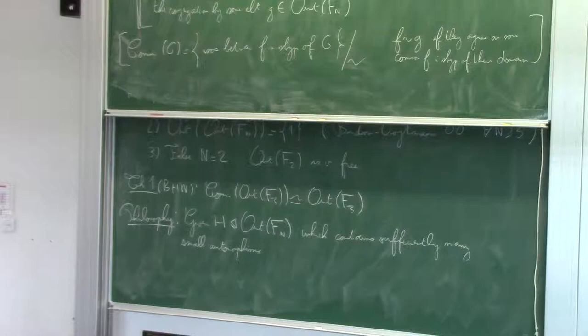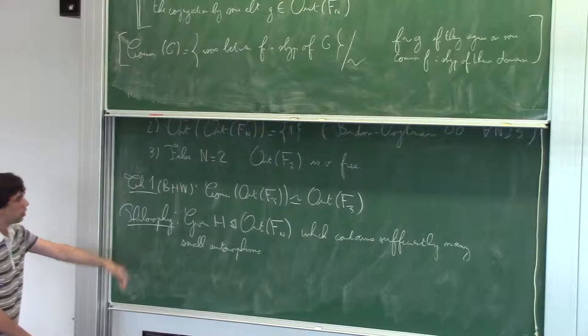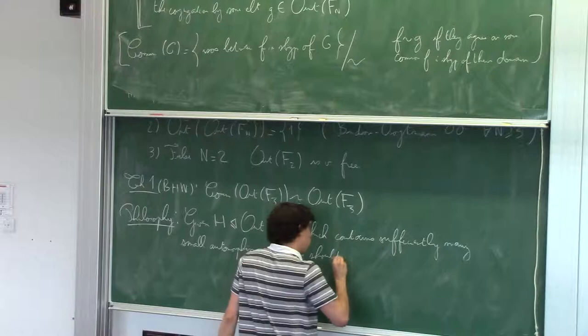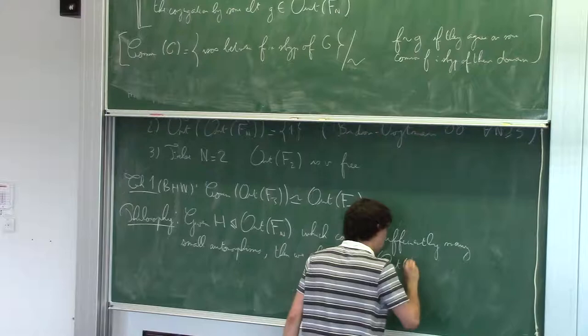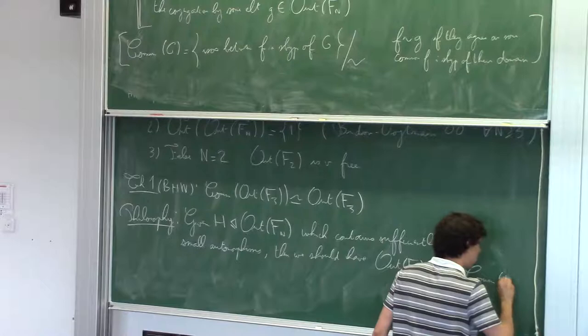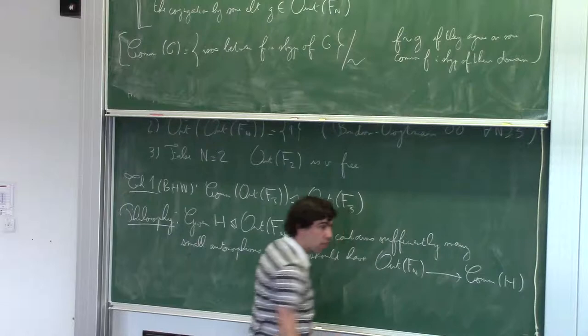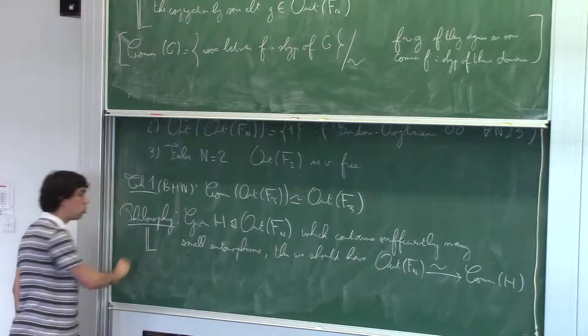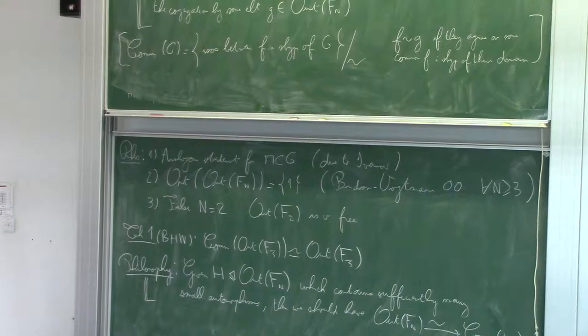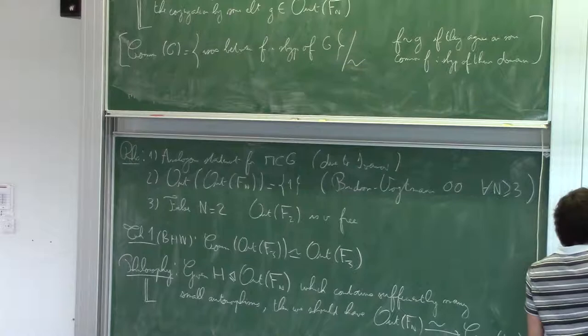So if you have a normal subgroup of Out(F_n) that is sufficiently rich in this sense, then you would expect that you have a map from Out(F_n) to the abstract commensurator of H, because since H is normal, every element of Out(F_n) acts on H by conjugation. And you would expect that this should be an isomorphism.